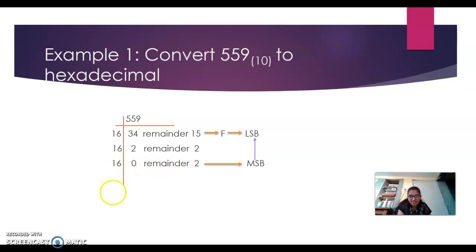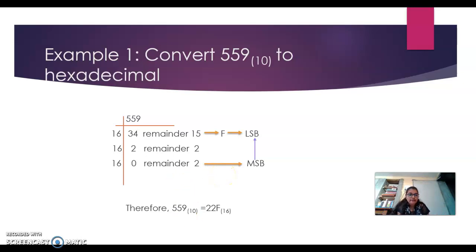What is our last remainder then? Our last remainder is 2. Make it the MSB. Now write the equivalent hexadecimal number from MSB to LSB. That is 2 to F. 2F to the base 16 is the hexadecimal equivalent of 559 to the base 10. This is how you have to convert any given decimal number to hexadecimal number.